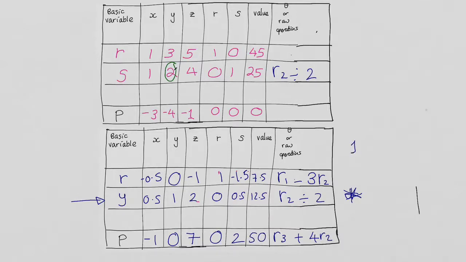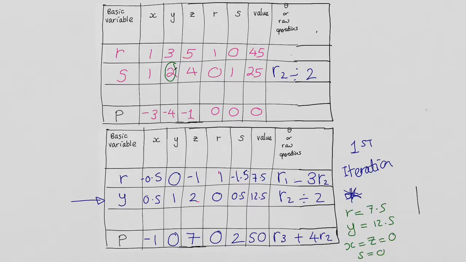So this is my first iteration done, and in the exam they will quite often just get you to do one iteration. Now I have got a solution here. I can read it off. R equals 7.5, Y equals 12.5, and all the other values would actually be 0. So R equals 7.5, Y equals 12.5, X and Z would be 0, and so would S.